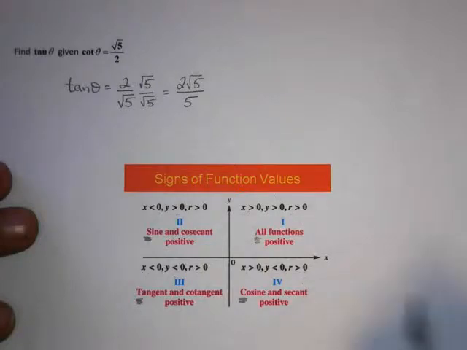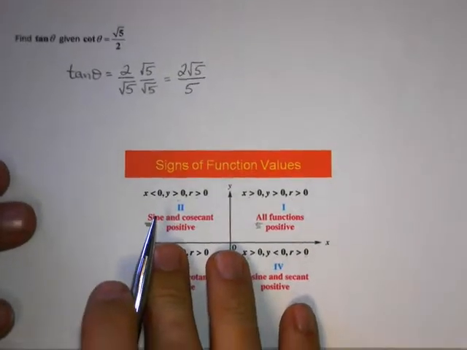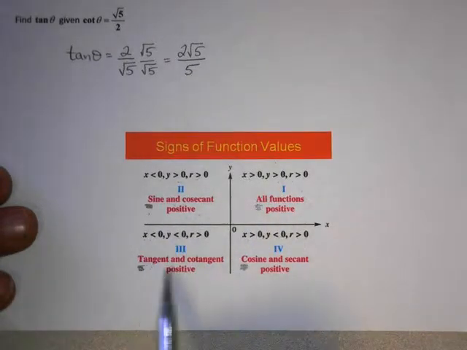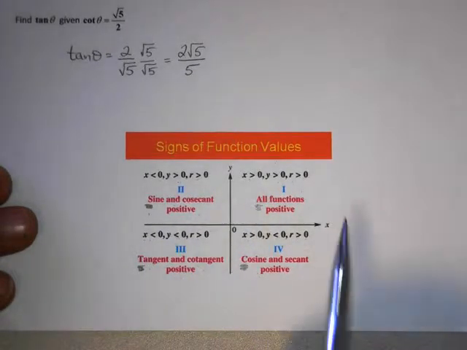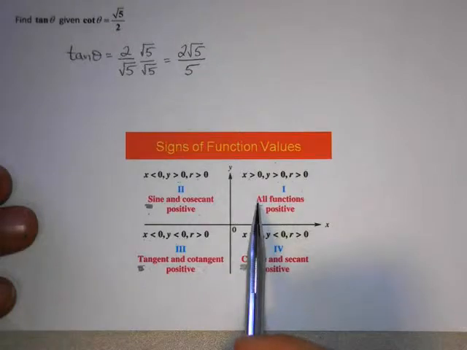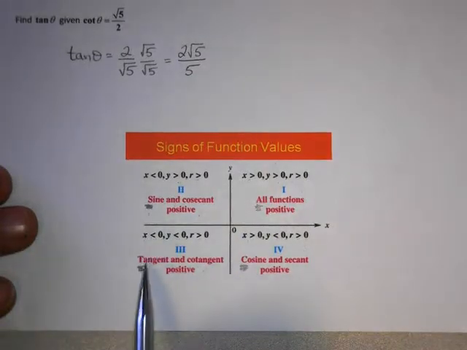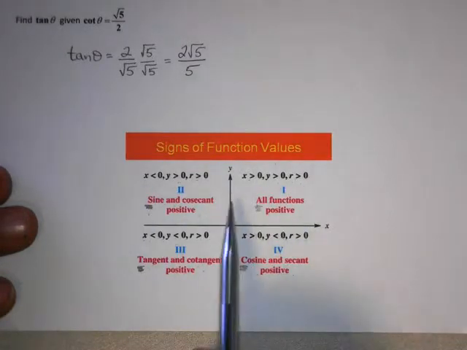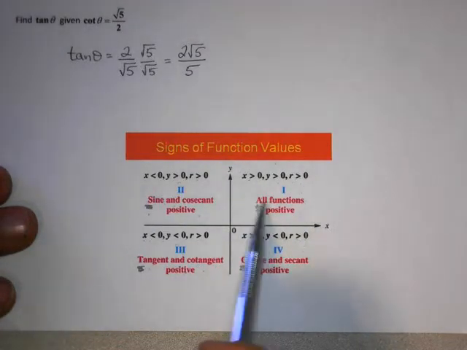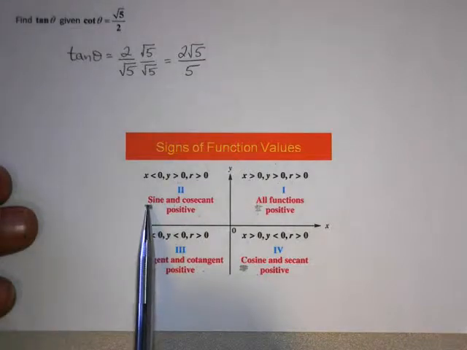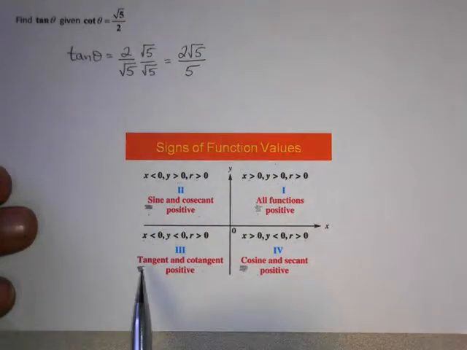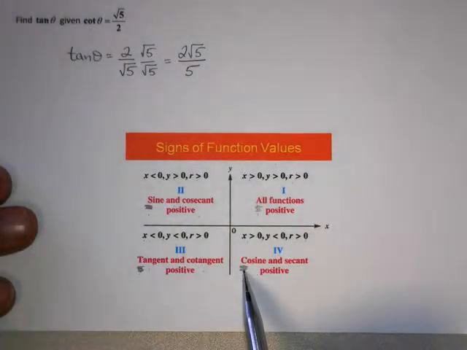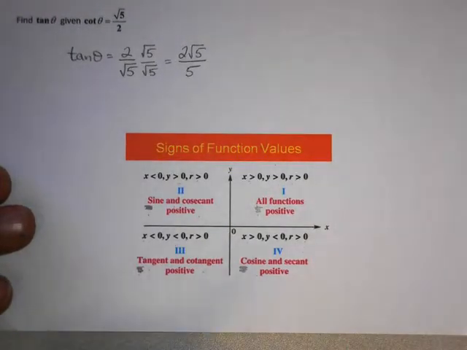Now a way to remember this, all, sine and its reciprocal, tangent and its reciprocal, and cosine and its reciprocal, is remember saying all students take calc, and that should help you with the positive functions. All positive, students, sine and its reciprocal, take, tangent and its reciprocal, calculus, cosine and its reciprocal, when you're learning those signs as you go around.